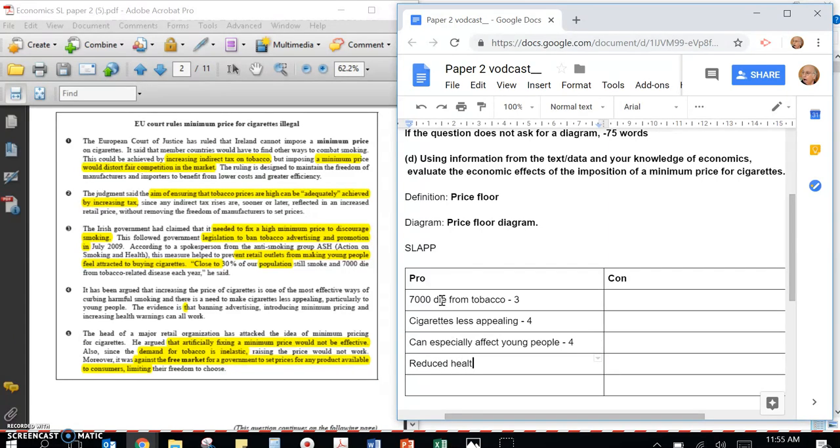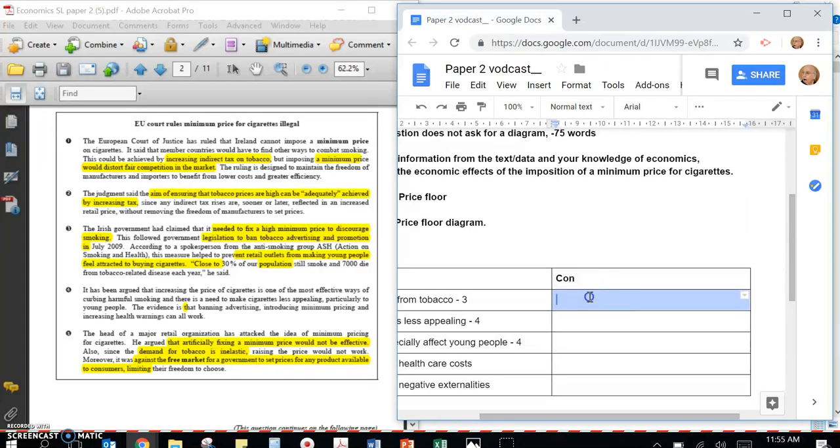So we've got reduced healthcare costs. So this opens up other things that governments can spend their money on. And I've got reduced negative externalities of smoking. We all know about what those externalities, what those external costs are. Then I've got some arguments against the policy. Perhaps that an indirect tax might be more effective. Demand is inelastic.